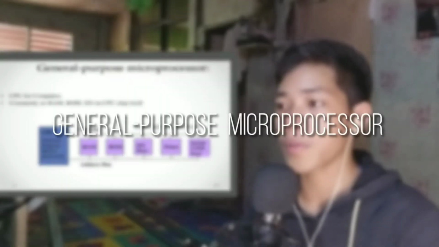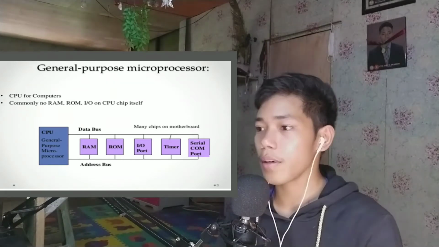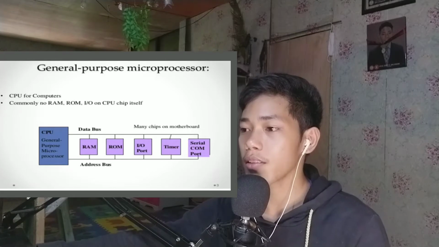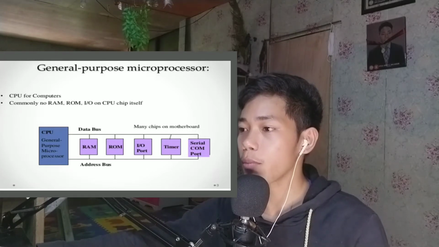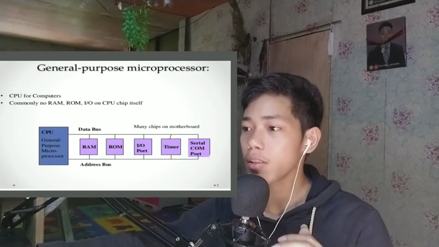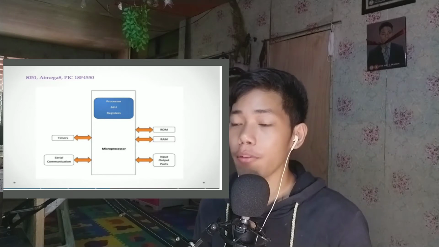Okay, we are now on the general purpose microprocessor. As we can see, there's a chart of a general purpose microprocessor. Here is the general purpose microprocessor part, and the upper is the data bus and the lower is the address bus. So next, as we can see here is the 8051 or the Atmega8 or PIC18F4550.